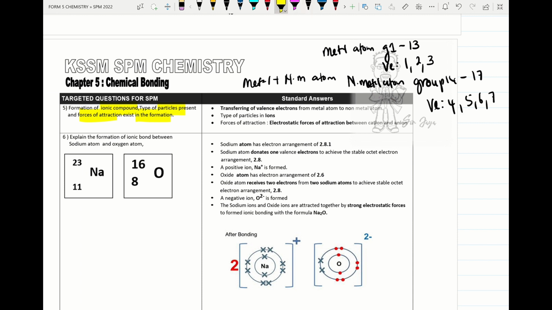The formation of ionic bonding occurs via transferring of valence electrons from the metal atom to the non-metal atom. So the metal atom will form a cation and the non-metal atom will form an anion. The type of particles present is ions. The forces of attraction between the cation and anion are known as electrostatic forces of attraction.